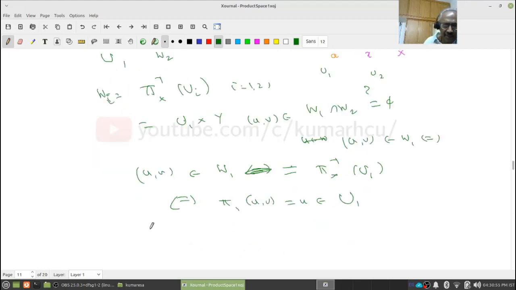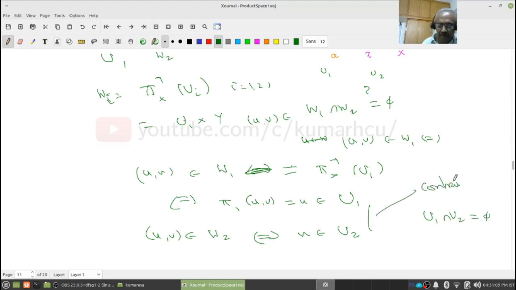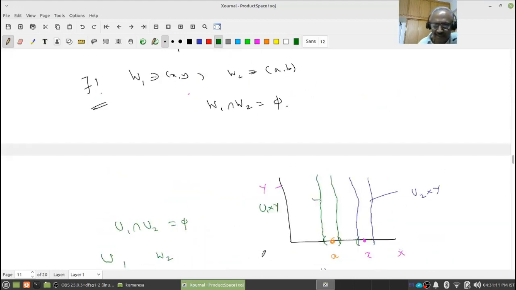right? For the same reason, when (u, v) belongs to W2, that will mean if and only if v belongs to U2. But what is our assumption? U1 intersection U2 is empty. There is a contradiction. The picture already showed. You understand that? These two are disjoint.